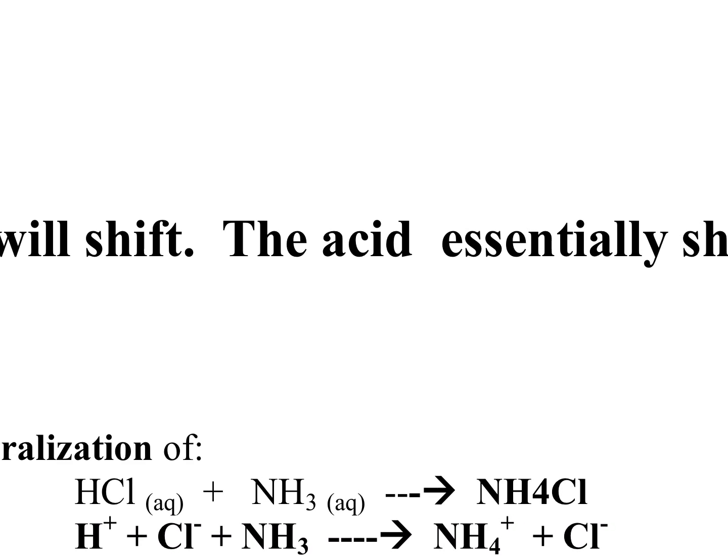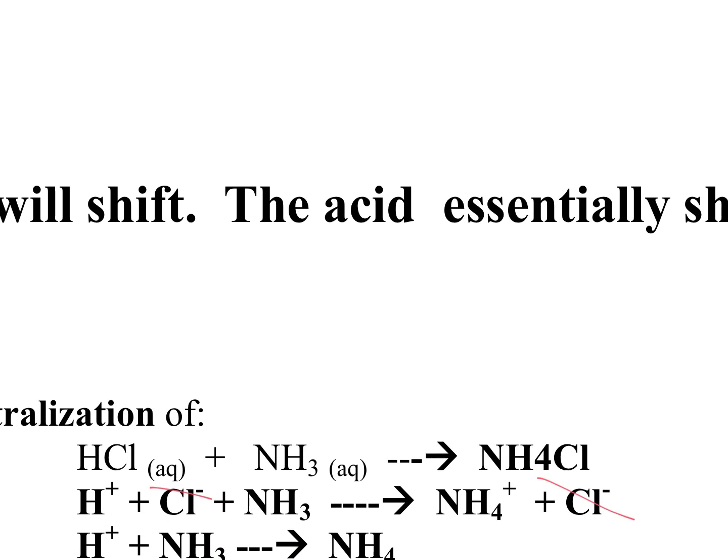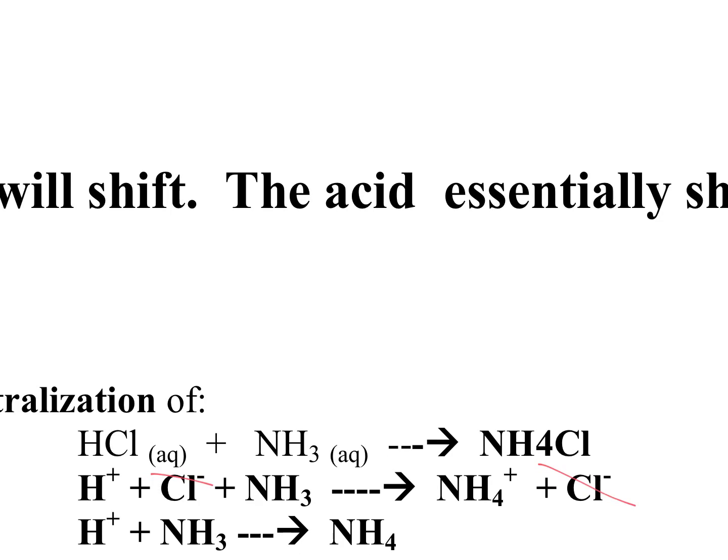If we separate anything into its ions, then we have our H plus or Cl minus. And ammonia doesn't separate into ions because it is covalently bonded. NH4Cl does in fact separate into its ions. We do our net ionic, get rid of any ions that appear on both sides, which is the chlorine. So we get H plus NH3 makes NH4. Go ahead and complete the rest on this page.